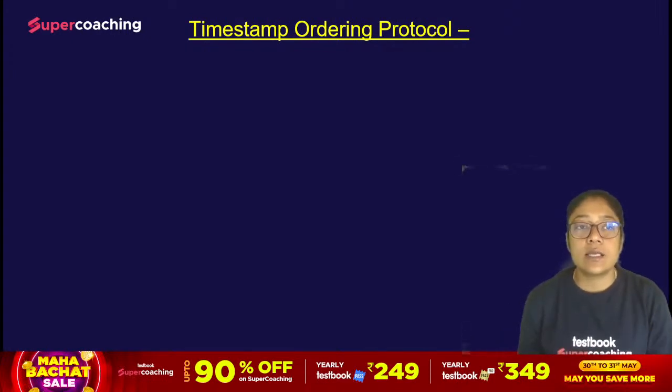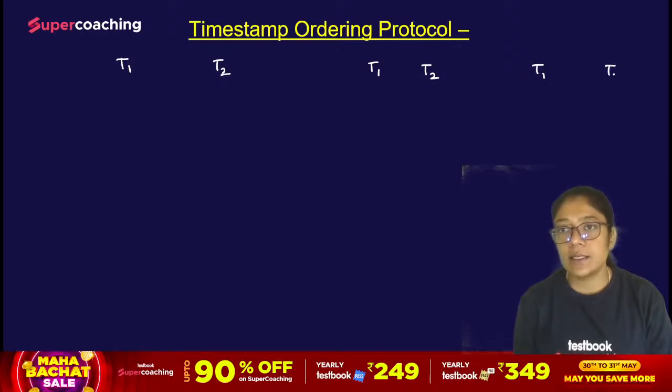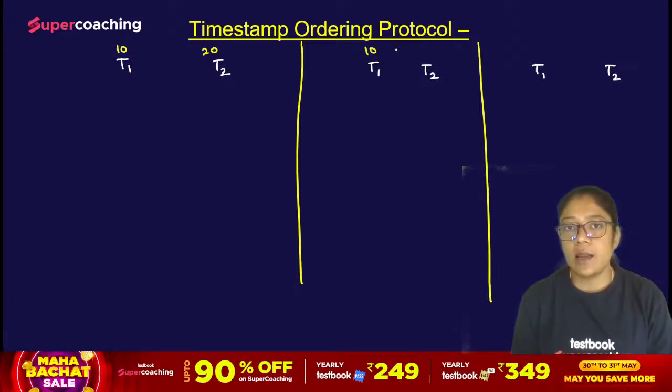For this, let's consider there are some transactions, T1 and T2. Let us consider all the three cases here, T1 and T2. Let's consider the timestamp values as well. So the timestamp values are 10 and 20. This is case 2 and case 3, 10 and 20, 10 and 20. So on the basis of this, we can identify the execution order.